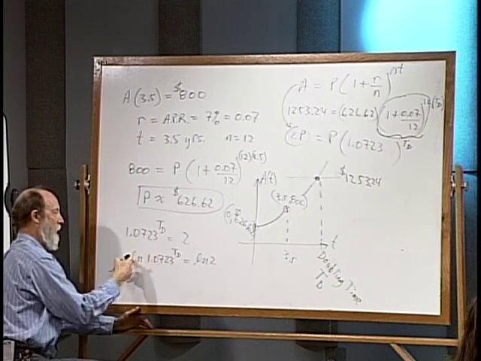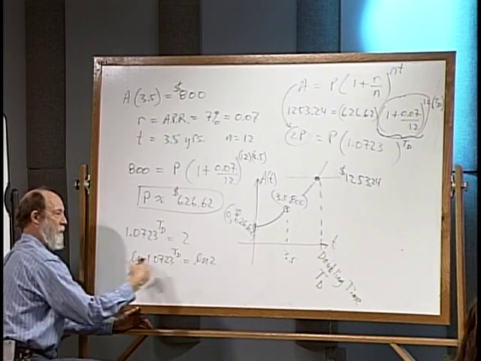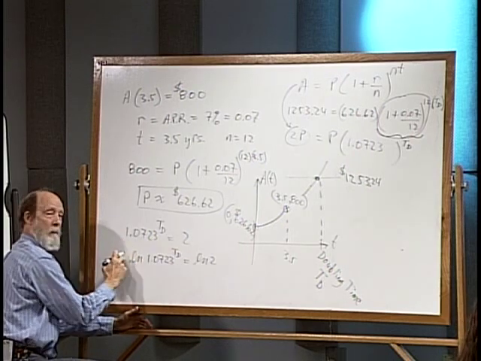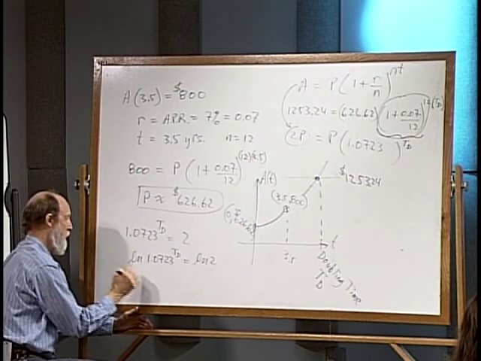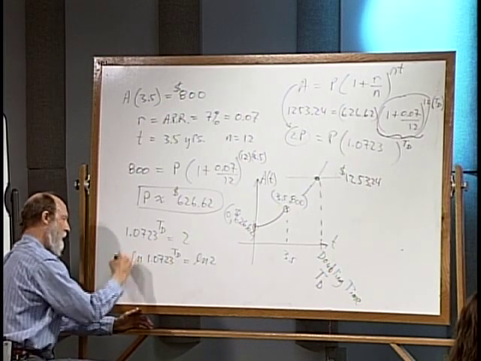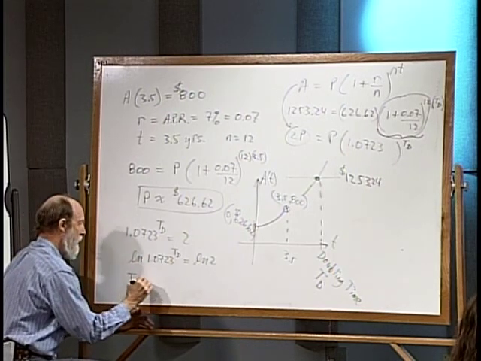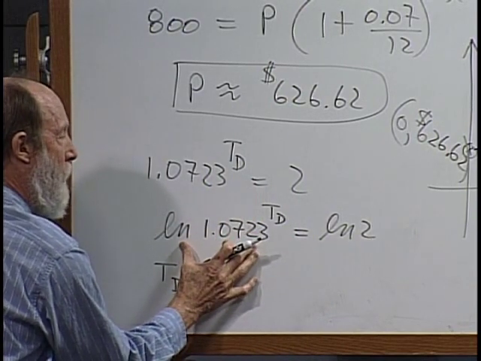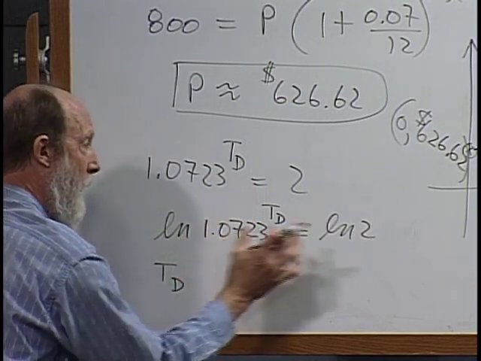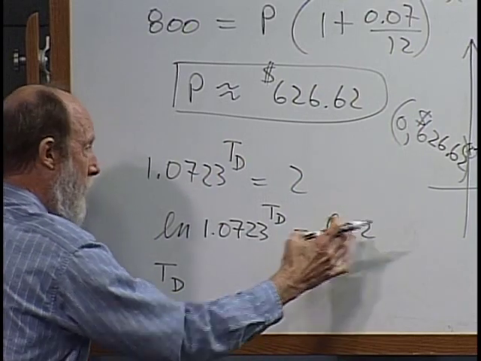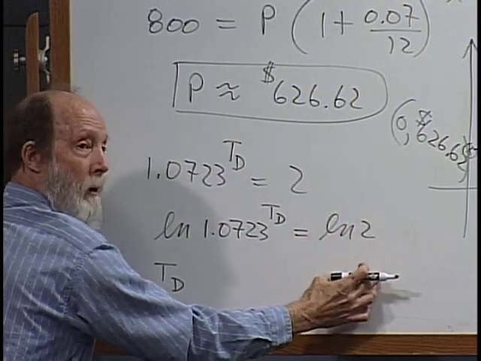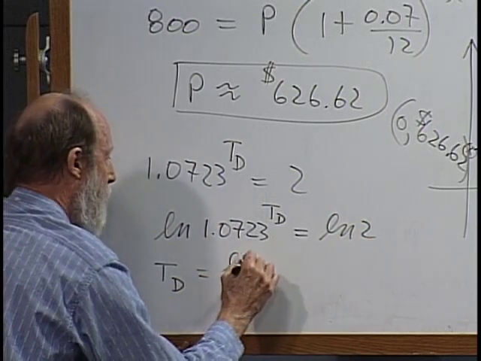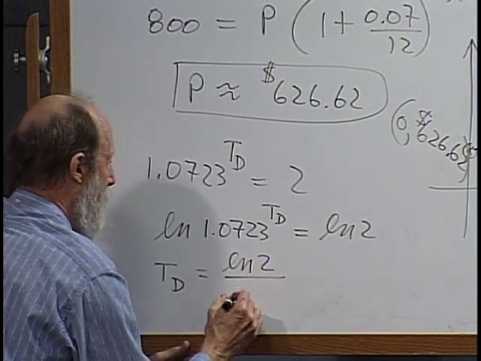And then we now have the natural log of both sides of the equation, we've applied it to both sides of the equation, and the exponent now by the power rule pops out in front. And so the T sub D comes out in front. And then we're going to move the natural log of 1.0723, divide both sides by it, and it's going to end up through division underneath the natural log of 2. So what I want to write down for just a second is that.